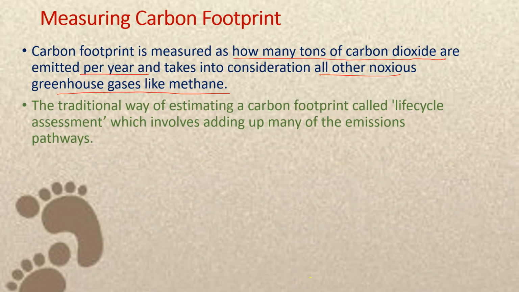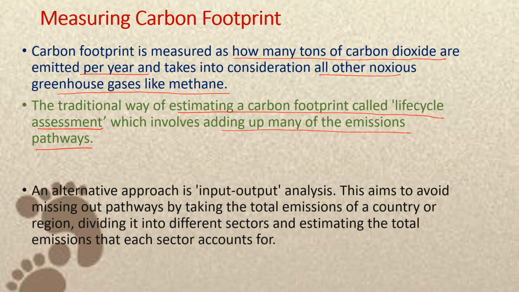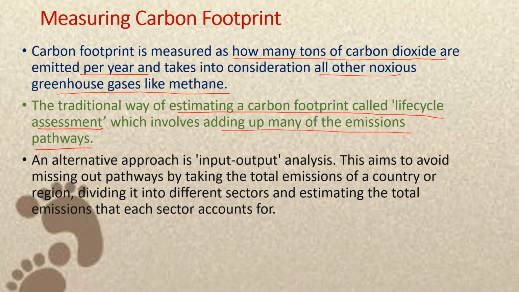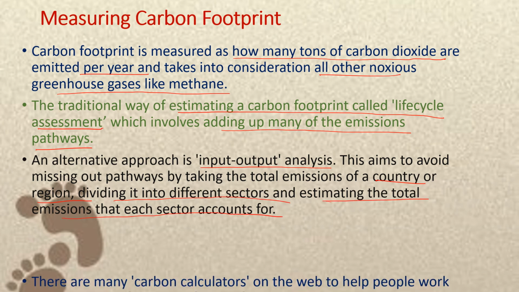So the traditional way to estimate a carbon footprint is called life cycle assessment, which involves adding up many of the emissions pathways. An alternative approach is input-output analysis. This aims to avoid missing out pathways by taking the total emissions of a country or a region, dividing it into different sectors, and estimating the total emission that each sector accounts for.